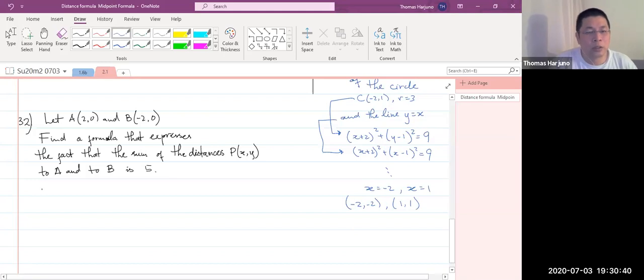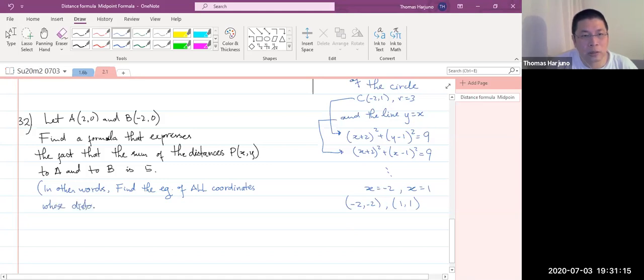So in other words, find the equation of all coordinates whose distances to A and to B add up to 5.